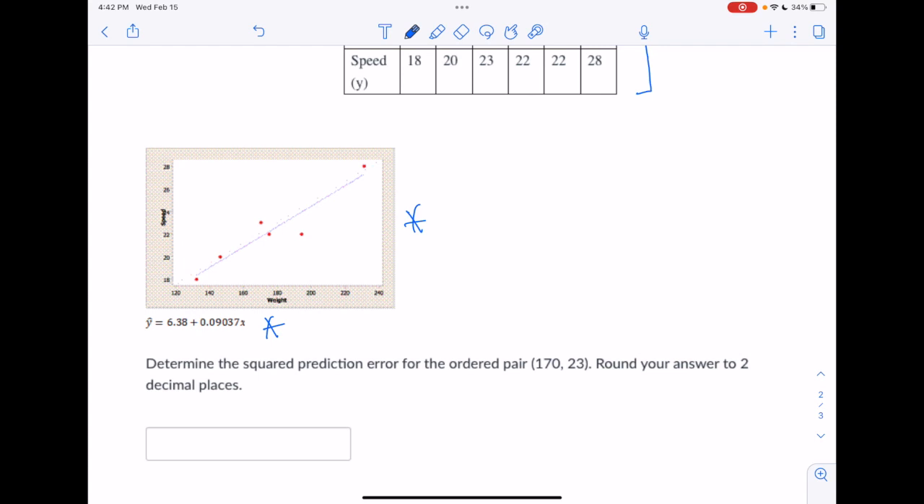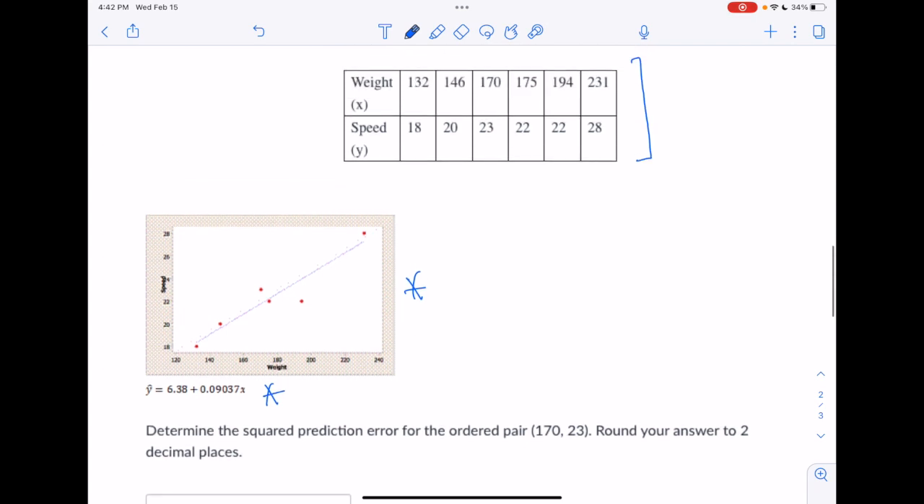So you do have to have a data value from the data set to do this. So they gave us the 170, 23, which is this one right here. But I want to give help, not answers. So instead of 170, 23, we'll use this one right here. So we're going to use 194, 22 as our value instead. So you'll see all the work, but your answer will be different than mine. All right, so let's see, what are they after here?